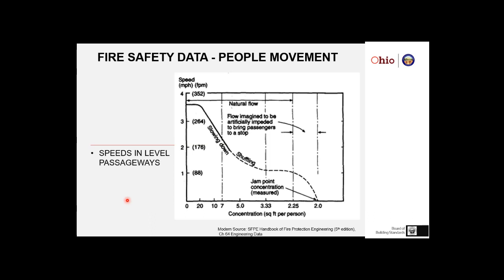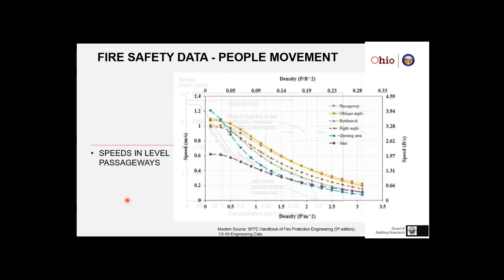Here we've got a density diagram, and this is showing us people per square foot and speed. So the more people that are in the space, the slower egress will be. So there are lots of variables that go into doing an analysis.